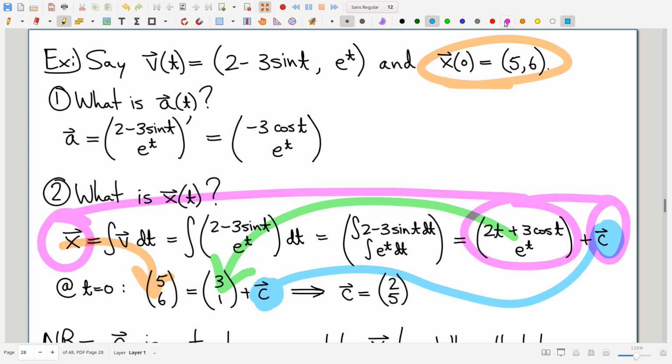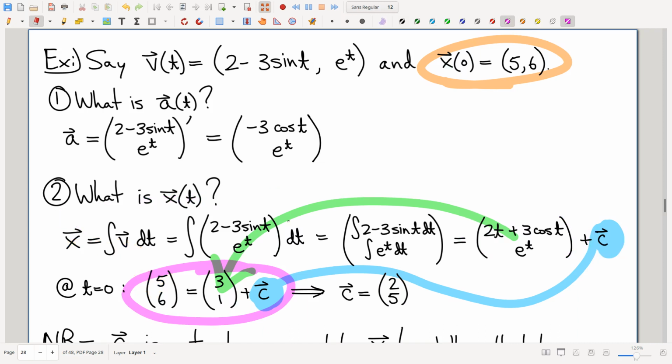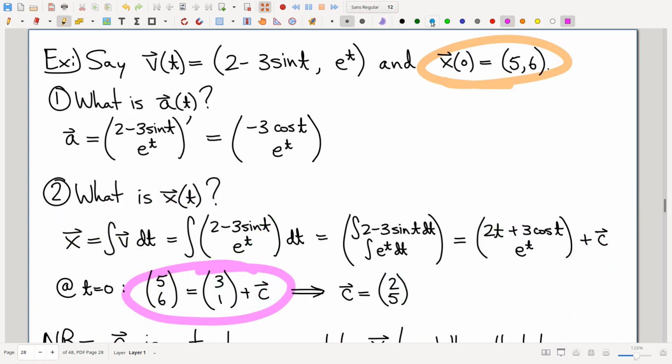So that original purple equation becomes this purple equation. Is everybody on board? This new purple equation is easy to solve: C is just 2, 5, and notice it is not the initial value. All right, does everybody follow that argument?